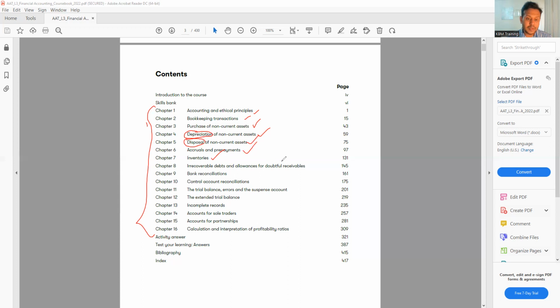Then chapter number 8, we have irrecoverable debt and allowance for doubtful debt. This is very interesting, because here we need to learn what happens if the customer doesn't pay.